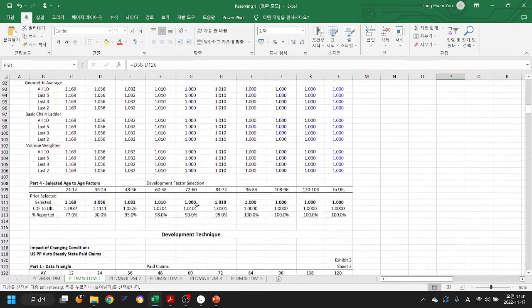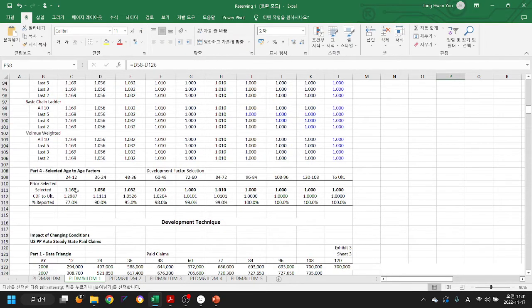And it doesn't really matter, but for later on I can apply different scenarios. So for the consistency, I pick the volume weighted or basic chain ladder. It's the same story. And most recent, like last 5 years, the age to age factor. Based on that, I have this cumulative development factor.